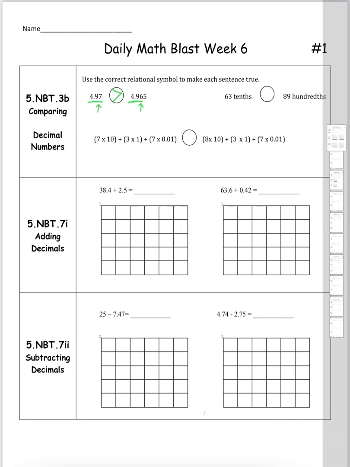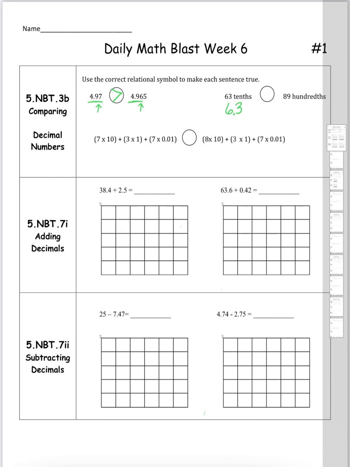For the next one, I'm given two numbers in unit form. I have 63 tenths versus 89 hundredths. I'm going to write these in standard form. 63 tenths means I need 63 to end in the tenths place. In order to make that 3 the tenths digit, I'm going to put a decimal right before it.